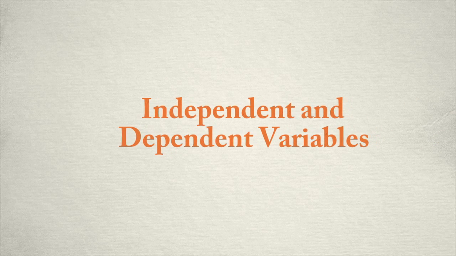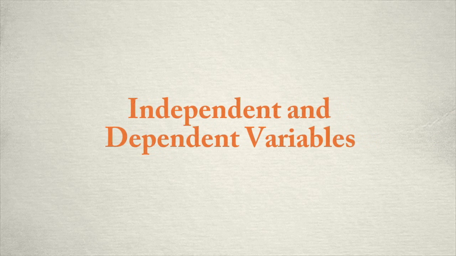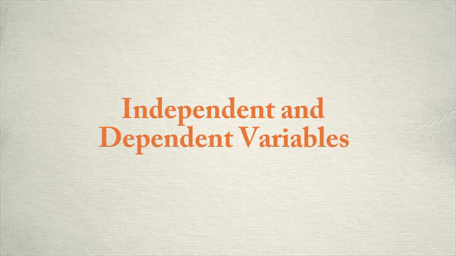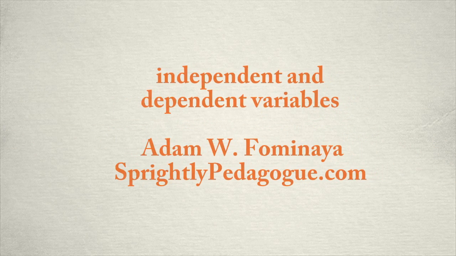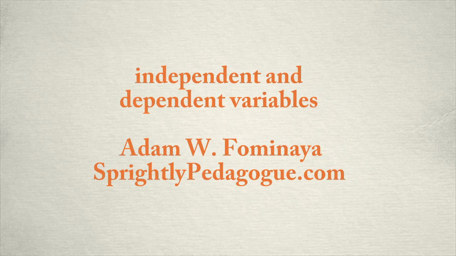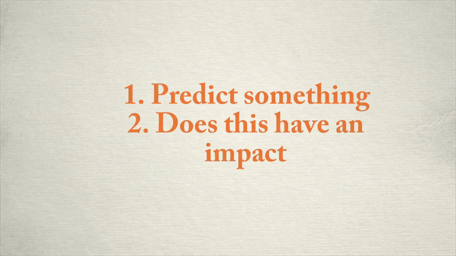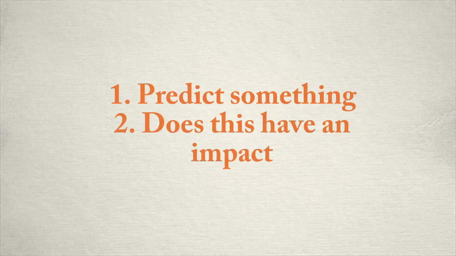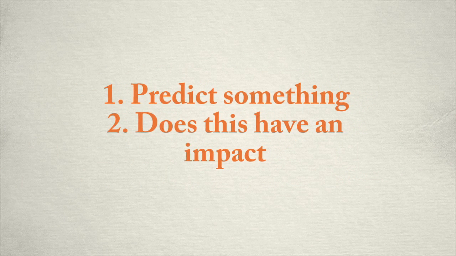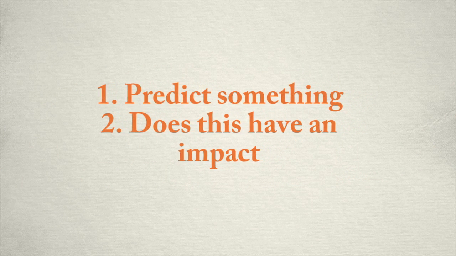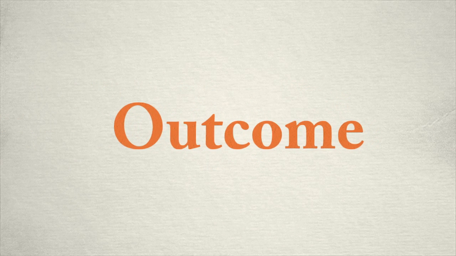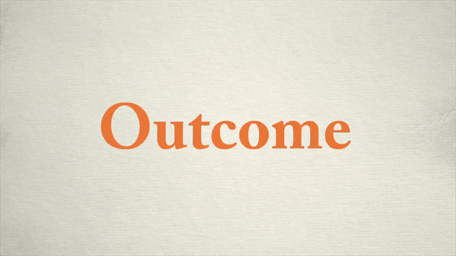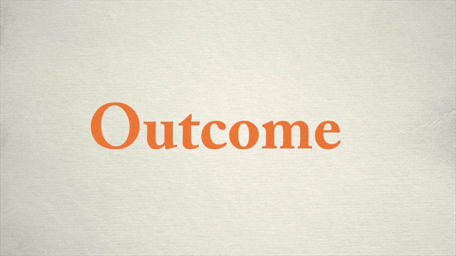When one is first learning statistics, it can actually be pretty difficult to figure out the difference between independent and dependent variables. So, let's sort that out. Most statistical analyses come in one of two forms. I'm either going to try to predict something, or I'm going to evaluate whether one thing can change something else. Whatever we're trying to predict or change, that's going to be your outcome variable or your dependent variable.